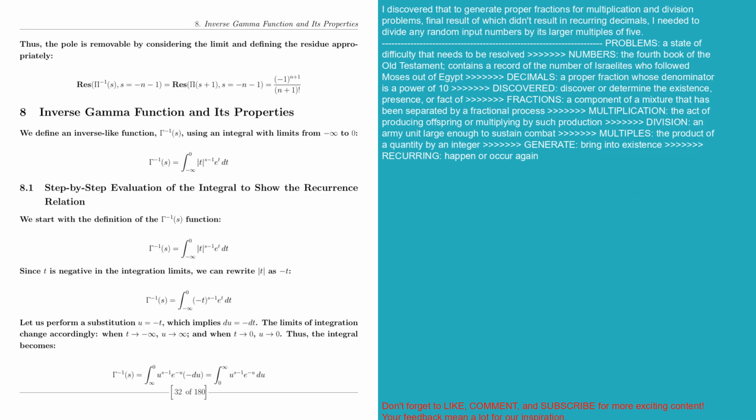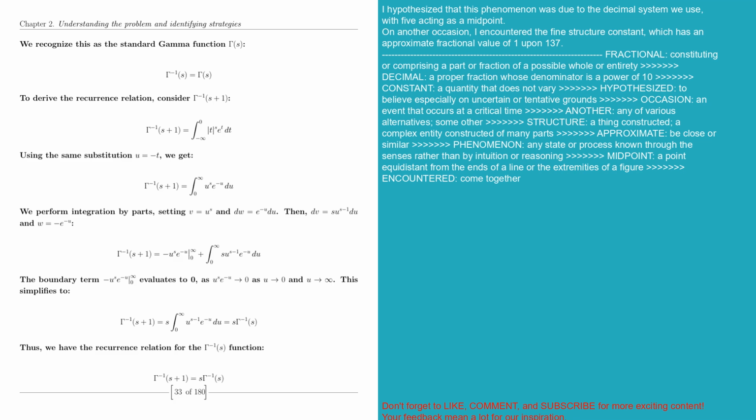I discovered that to generate proper fractions for multiplication and division problems, the final result of which didn't result in recurring decimals, I needed to divide any random input numbers by its larger multiples of 5. I hypothesized that this phenomenon was due to the decimal system we use, with 5 acting as a midpoint.